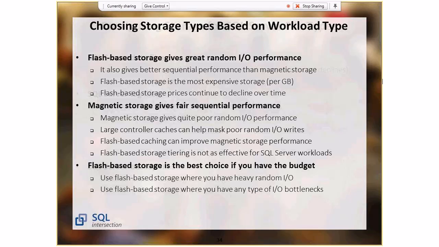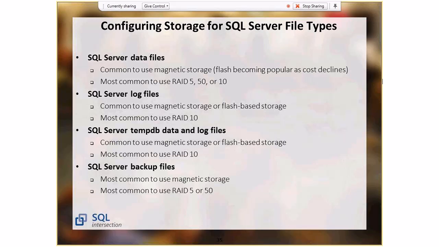So configuring your storage for the different file types. For SQL Server data files, it's still most common to use magnetic storage because they're usually very large, but flash storage is starting to get more popular because the cost is coming down. And most people are using RAID 5 or RAID 50, in some cases RAID 10 if they have the budget and if they have a really write-heavy workload. Now, log files, it's still pretty common to use magnetic storage, but I see more and more people using flash for their log files. And most people are going to use RAID 10 if possible. They try to avoid RAID 5 or RAID 50 for log files.